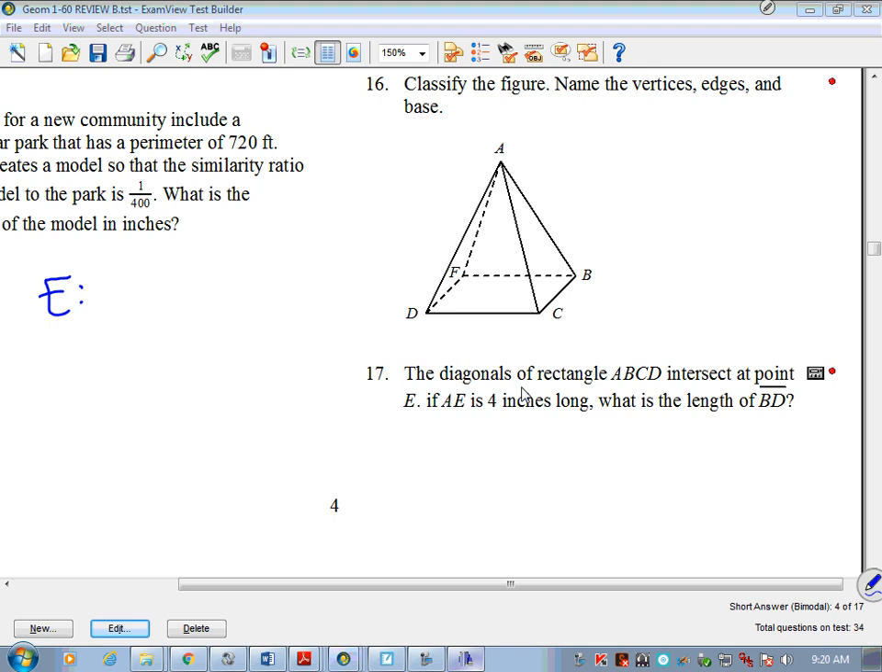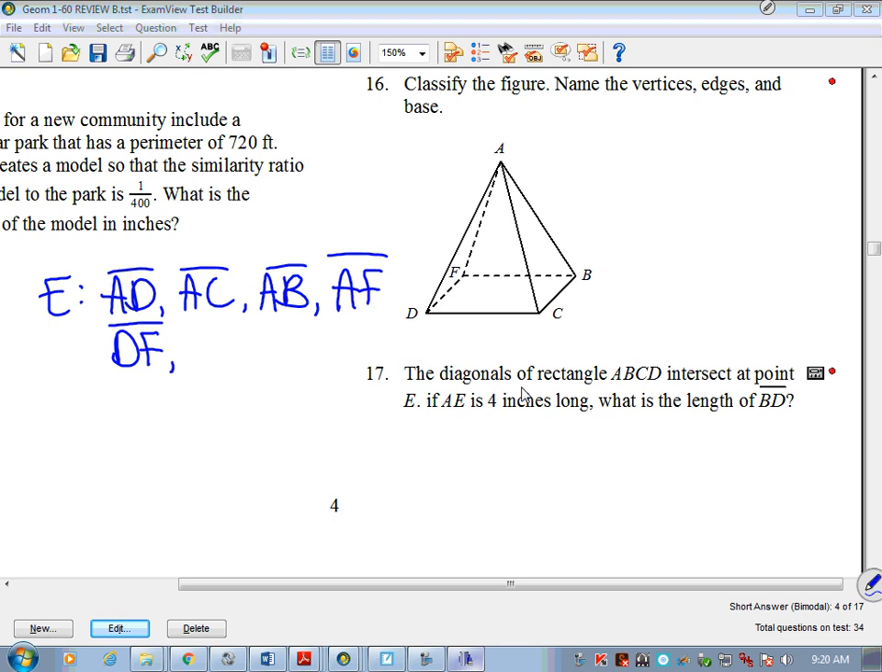So my edges are AD, AC, AB, AF. Right, there should be several of these. So, DF is an edge, FB is an edge, BC is an edge, and DC is an edge. So there should be 1, 2, 3, 4, 5, 6, 8 edges with the base.